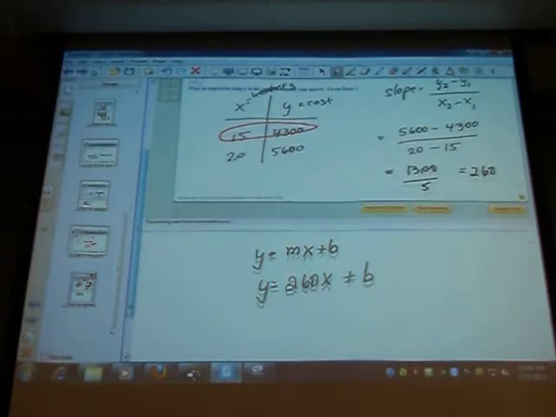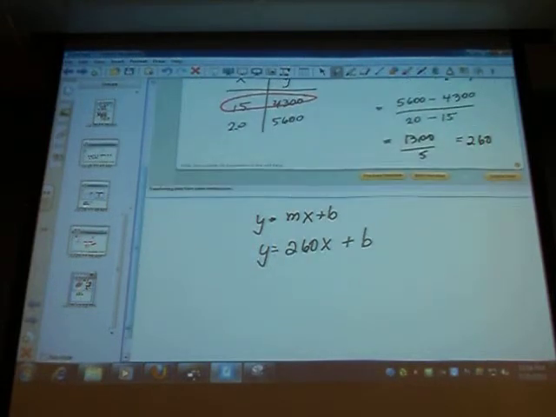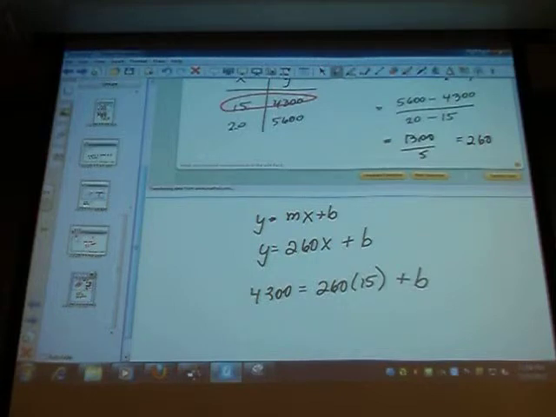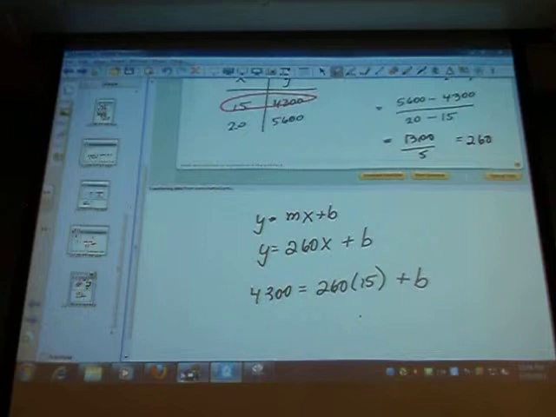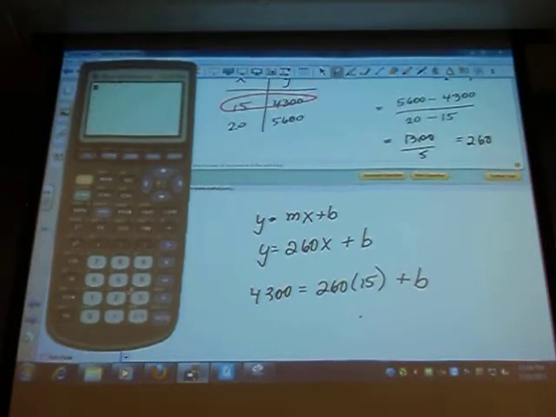So I want to plug in my 4,300 for y and my 15 for x, and that will let me solve for b. Don't you multiply first and then divide? Multiply first, and then I'm going to subtract. 260 times 15 is 3,900. And I subtract 3,900.